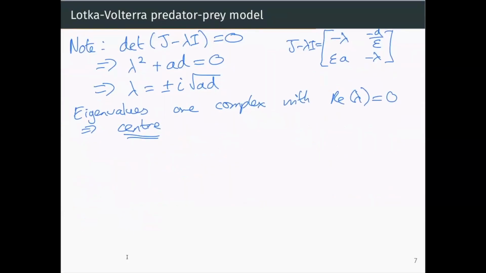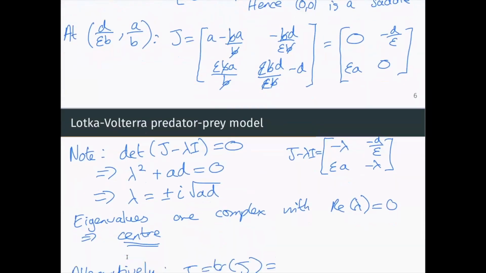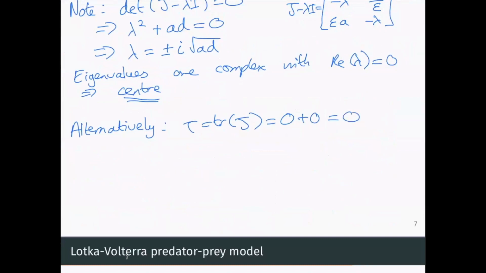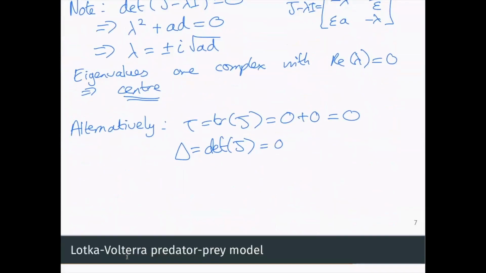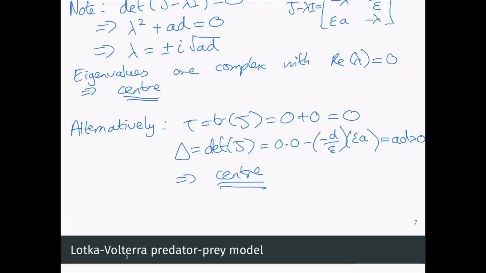The other way of doing this is by looking at the trace and the determinant. So let's do that instead. We define tau to be the trace of our Jacobian here. That's just going to be 0 plus 0. And now our determinant, we'll call delta, it's going to be 0 times 0 minus d over epsilon times epsilon a, which is equal to ad, and this is positive. And together, this implies that we have a center. So you could either find this by finding the eigenvalues directly using the characteristic equation, or you could look at the trace and the determinant.